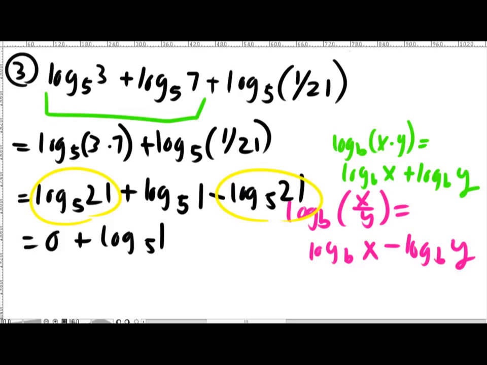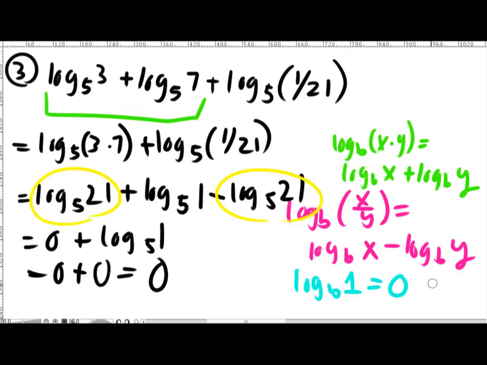And there's another property that we know, which is the logarithm of 1 property, which just states that log base b of 1 is always equal to 0, as long as b matches our domain. That means this log base 5 of 1 is equal to 0, and the final answer is 0.